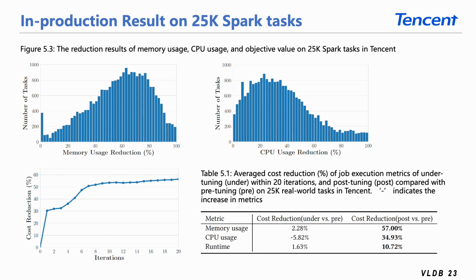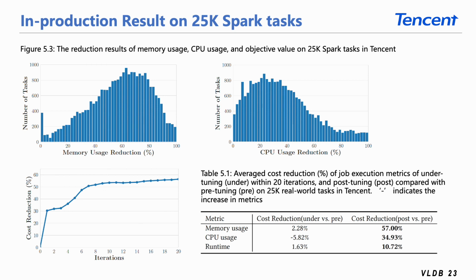We have implemented the tuning framework as a cloud service and applied it to the Tencent data platform. The empirical results on public benchmarks and large-scale production tasks demonstrate its generality and efficiency when tuning different objectives. Notably, compared with manual settings, our service can save 57% and 35% of memory and CPU cost on average over 25,000 in-production Spark jobs within 20 iterations, respectively.